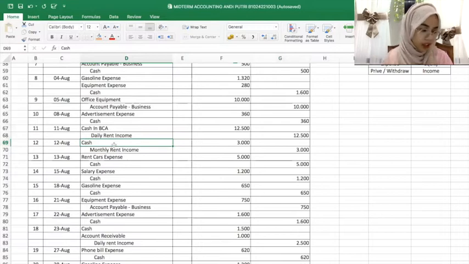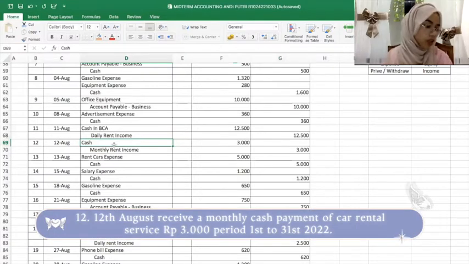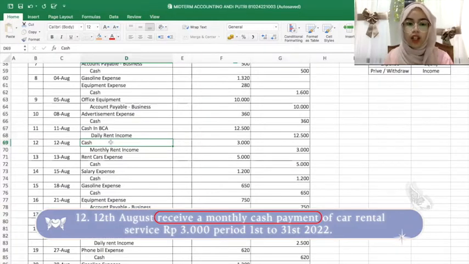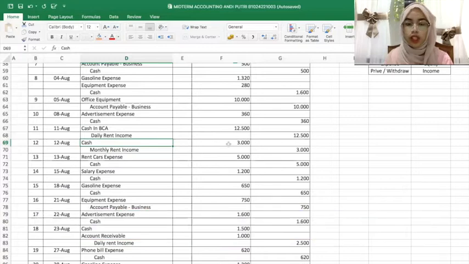And then the 12th transaction is 12th August, receive monthly cash payment of rental service for 3,000 from period 1st to 31st August 2022. So there are two accounts here. The cash is increasing, which will be on the debit, and we got monthly rent income because it is said that period 1st to 31st August.